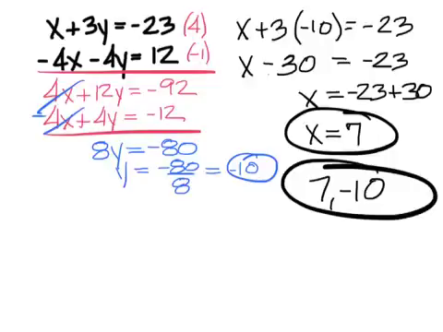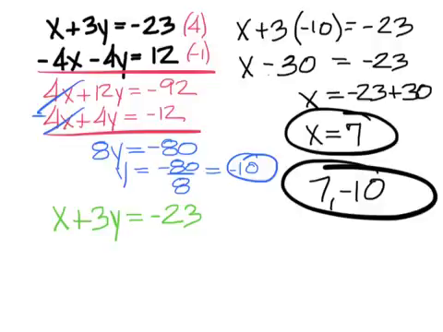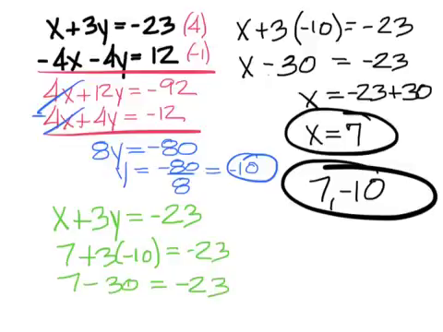If you want to check your answer to see if it's right, then do this. Pick one of these equations. I'm going to choose the top one. And I'm going to plug in my answers to see if they work out. So it's x plus 3y equals negative 23. X we found to be 7, and y we found to be negative 10. So 7 minus 30, is that negative 23? Yes. So it checks out. We have the right answer.